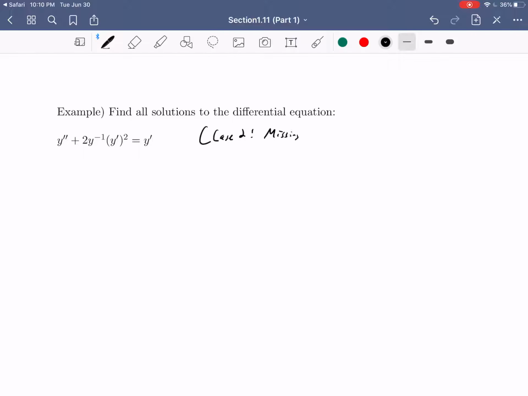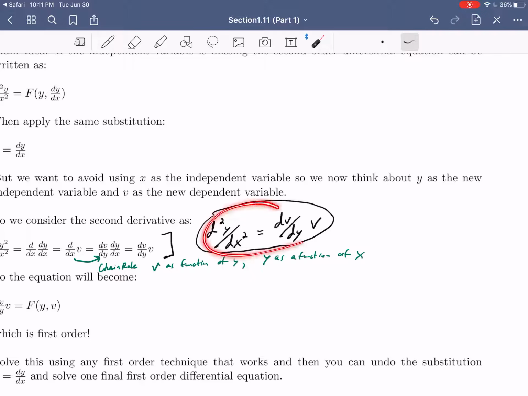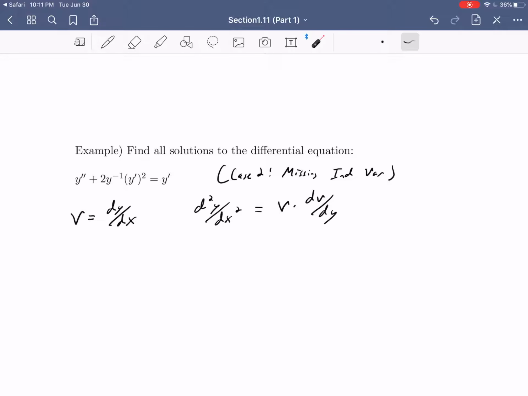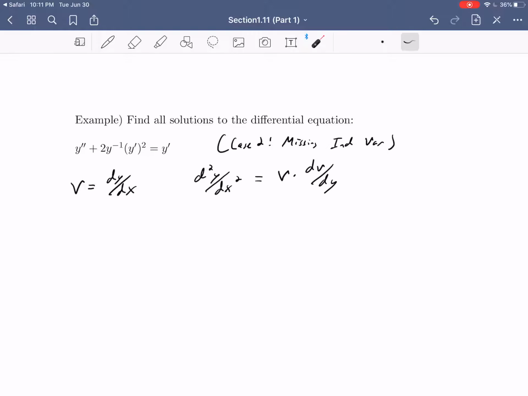missing independent variable. Okay, so let's go ahead and do our substitution. We're going to let v be equal to dy/dx, and then we're going to let the second derivative with respect to x be actually equal to v dv/dy, right? That's what we sort of derived right here. That's the sort of piece you want to remember from this technique. So we've got the second derivative is equal to dv/dy times v. So let's pop that in here. That's the second derivative, so we can plug that in.